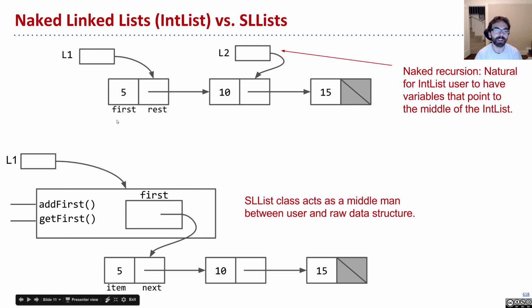in this top picture, we see there's these pointers that go directly into the list, right? You get to see it. By contrast, if we're using an SLList, you get a pointer to a middleman, and this middleman says you can only access this data through my methods addFirst and getFirst, and ain't no way to get around it. Or is there?